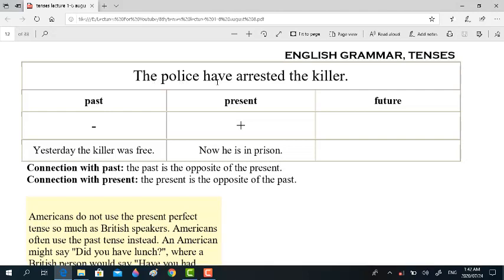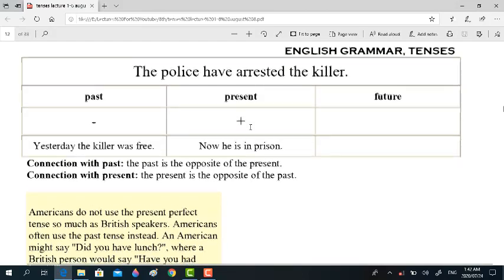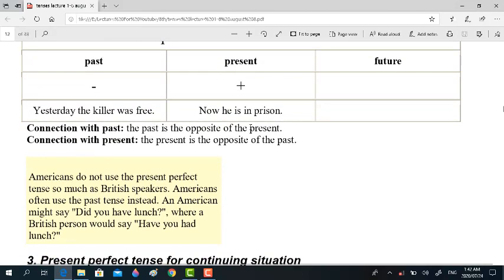It means yesterday the killer was free, the killer was not arrested, now he is in prison, okay, he has been caught. So there is a change, right. The connection with the past is the opposite of the present. Connection with the present is the opposite of the past.